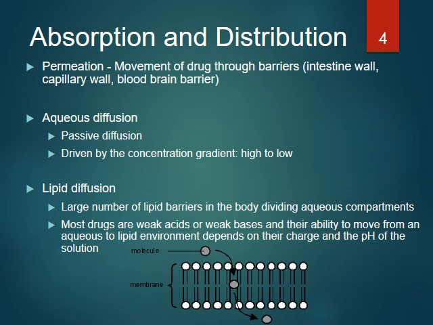So the first thing we'll hit on is going to be absorption and distribution. This is the way we're actually going to get the drug into the body itself. A lot of this is going to come down to permeation of the drug as it moves through various biological membranes and through different barriers. These barriers can be anything ranging from the intestinal wall, the capillary walls, the blood-brain barrier, especially for drugs that have their site of action within the CNS.